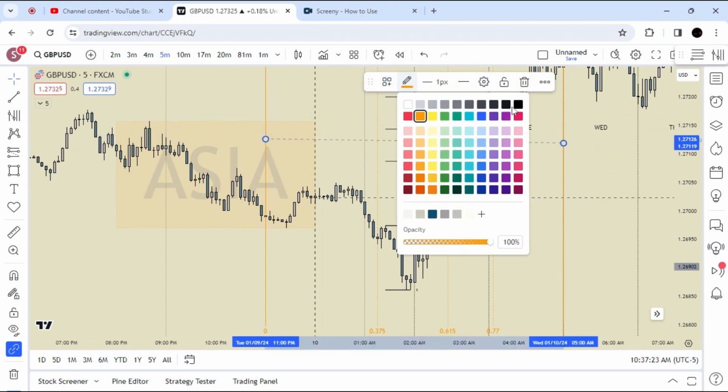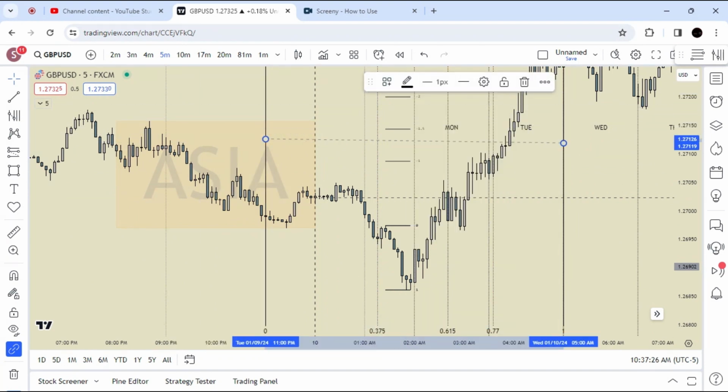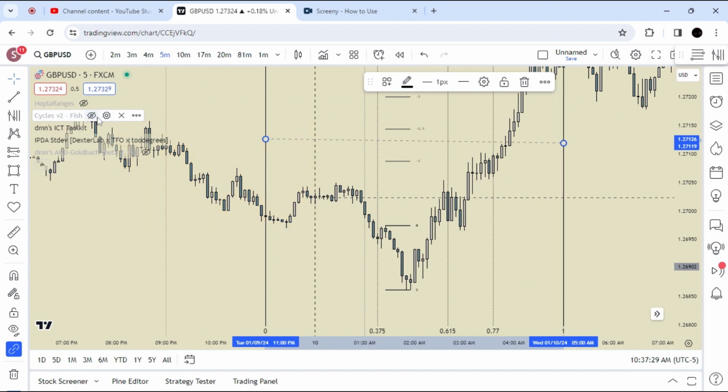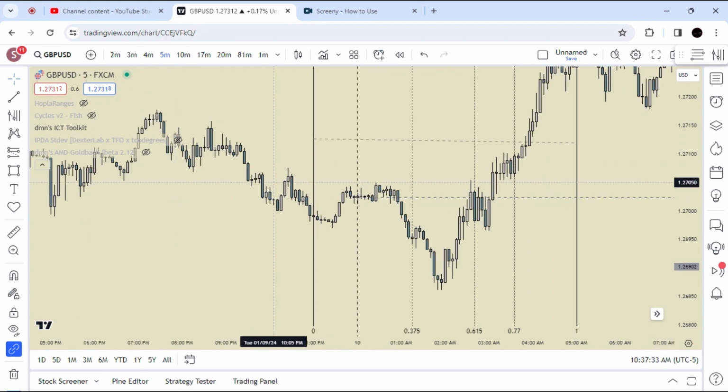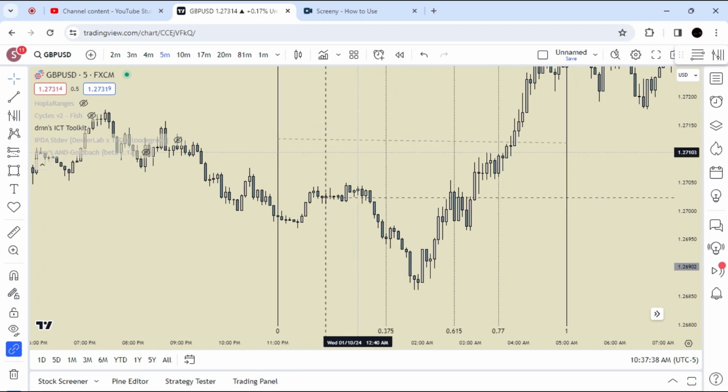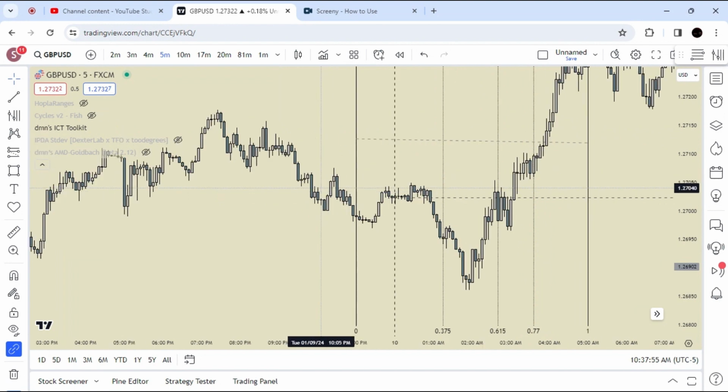You could trade that. So right here, what I mean by that is, let me change the color of this to make it easier to see. Turn off this and this. Okay, so what I mean here is 0 to 0.375, it's accumulation, fractal accumulation. 0.375 to 0.615, fractal manipulation. And then 0.615 to 1 is fractal distribution. And this is just the halfway mark, which is a key point sometimes for reversals or retracements.